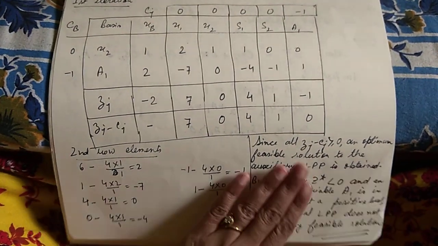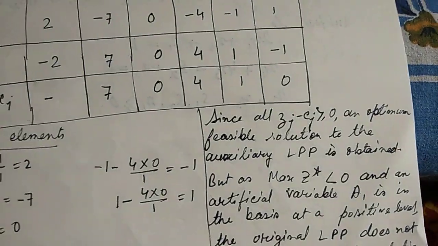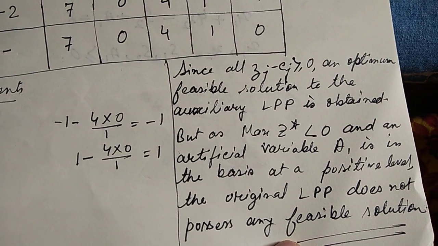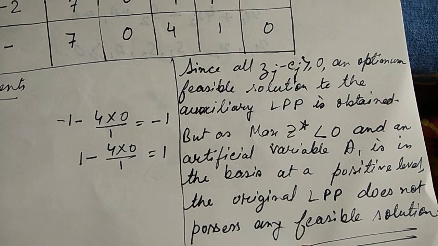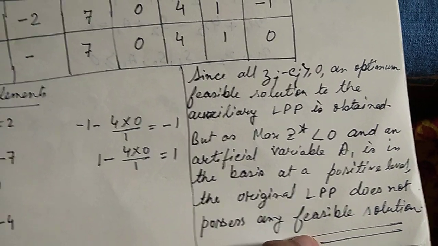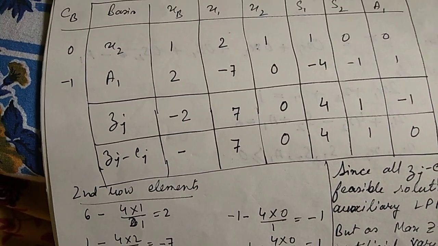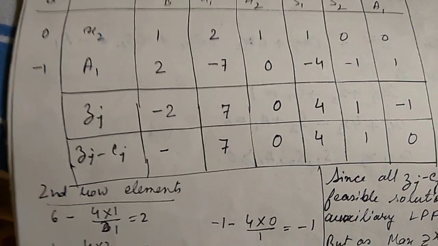Now this part I want to explain. What we see is that all the zj minus cj are greater than or equal to 0. So we write: since all zj minus cj are greater than or equal to 0, an optimum feasible solution to the auxiliary LPP is obtained. So this is so far the optimum solution to the auxiliary LPP. But as max z star is less than 0, this is the condition I told you in the class. You can see any book of operations research or quantitative techniques in management, you will see these conditions.